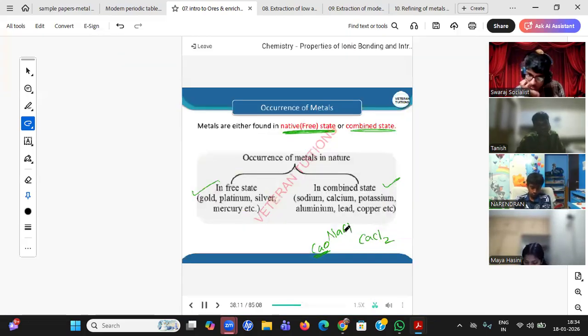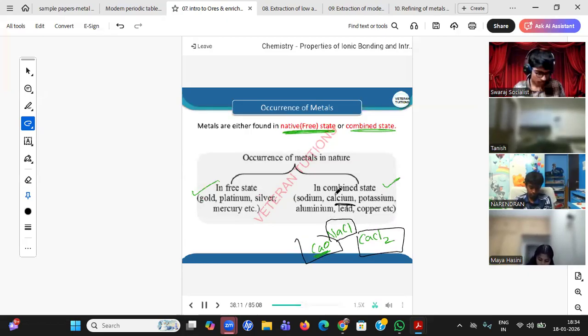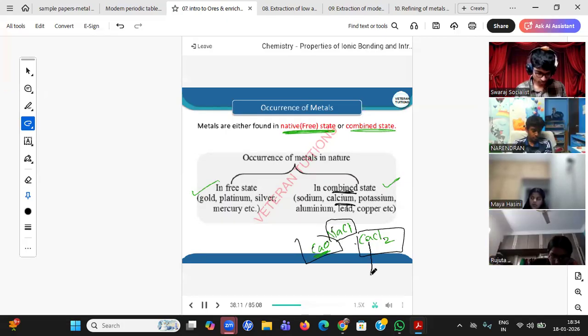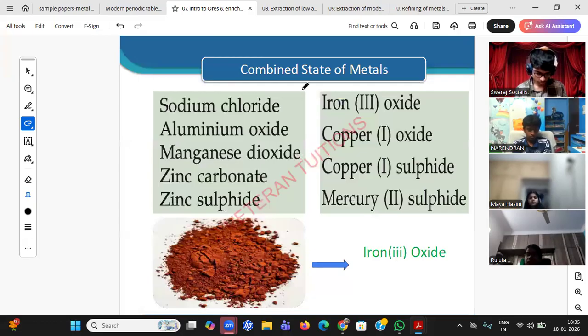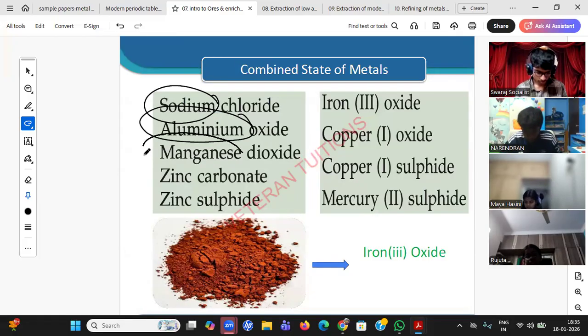Like sodium, it is found as sodium chloride. Calcium is found as calcium chloride, calcium oxide. So this is the combined state. They are found in a combined form. That's the reason, students, there is a necessity to understand how to extract calcium from calcium chloride, how to extract sodium from sodium chloride. That is what this topic is about. So in combined state, you can see sodium chloride: I want sodium. Aluminium oxide: I want aluminium. Manganese: I want manganese.